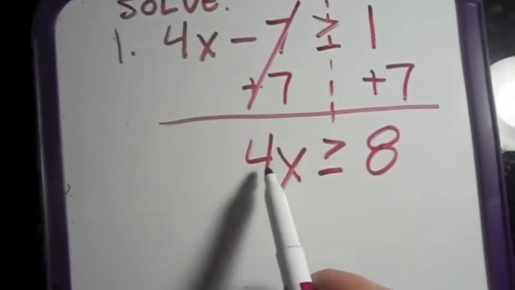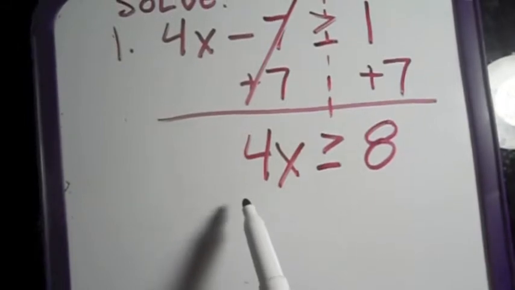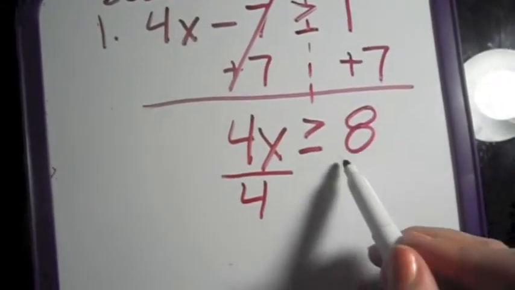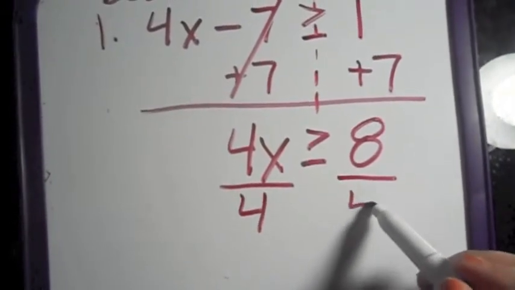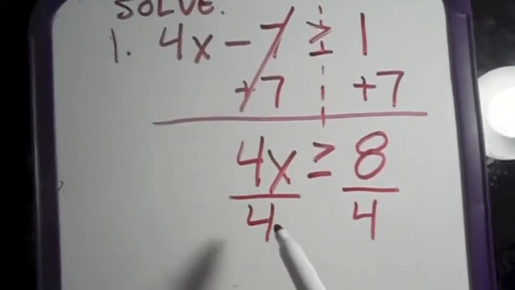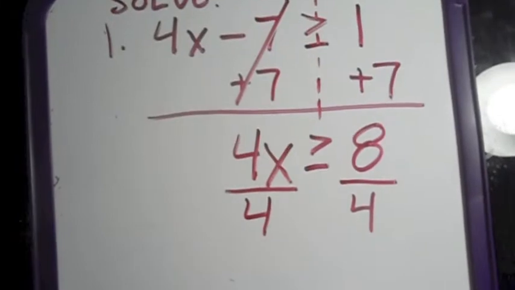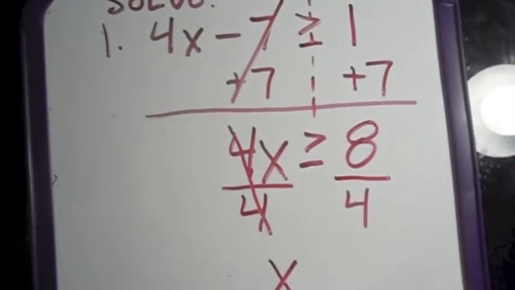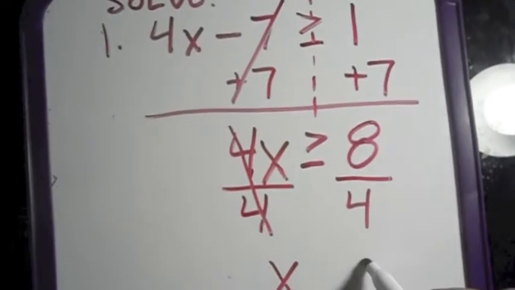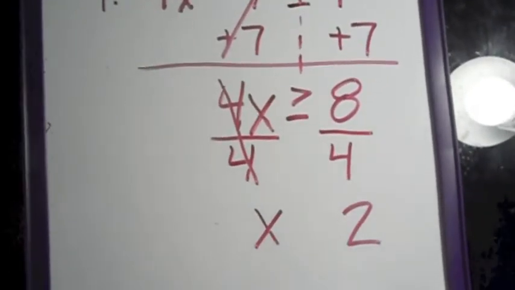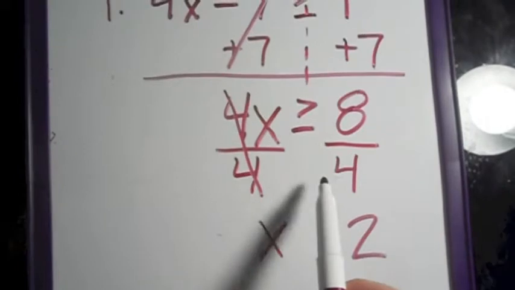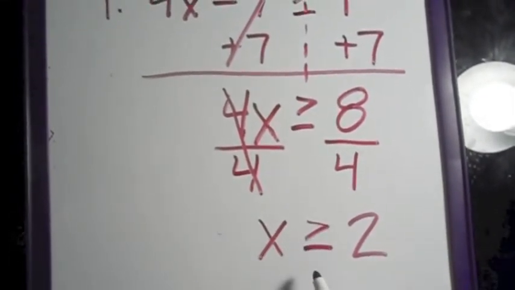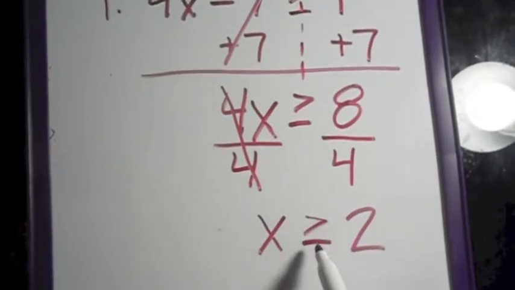If 4 is being multiplied to x, in order to get x by itself, we must divide. We have to divide by that number that's being multiplied to x. Okay, so the 4's will cancel. We have x. What's 8 divided by 4? Well, that's 2. We divided by a positive number here. That means we don't have to worry about flipping the sign. It stays the same.